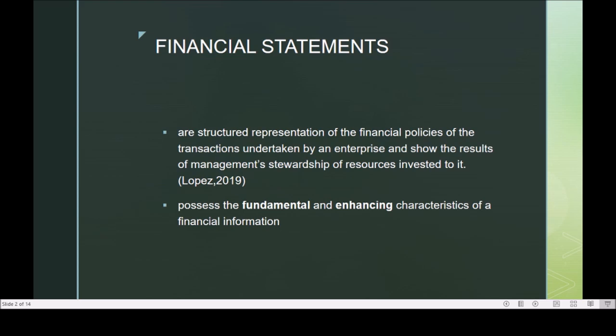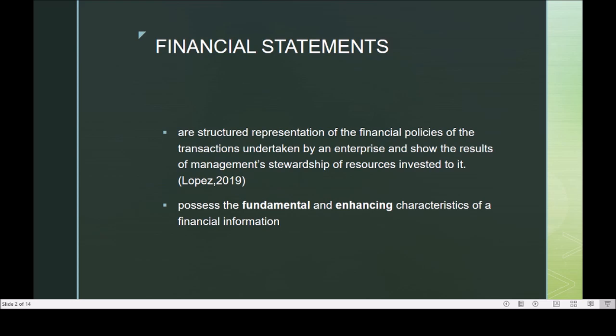Meaning, the financial statements, or the output of accounting, will provide as information what are the financial policies being implemented and how management effectively and efficiently administers or manages its operation throughout an accounting period. Also, the financial statements possess the fundamental and enhancing characteristics of financial information.